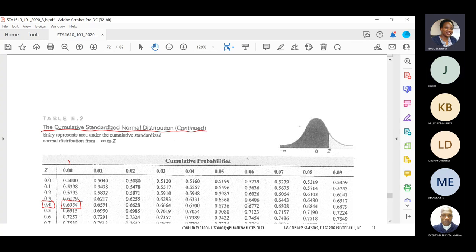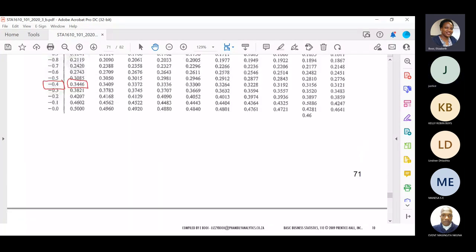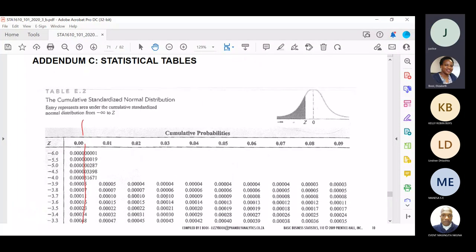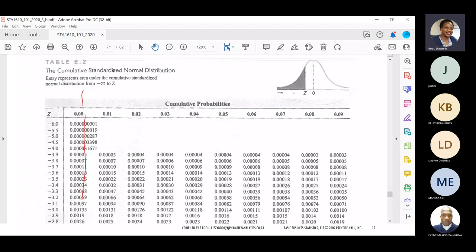In your module, you have two tables. So you just need to find the one that looks like this. It's written that it represents cumulative standardized normal distribution values. So it should have that kind of information. But your table needs to have negative distributions and positive distribution. If it's written standard, like this, without the other words, it's not the one that you need to be using. You need to look for the exact table.